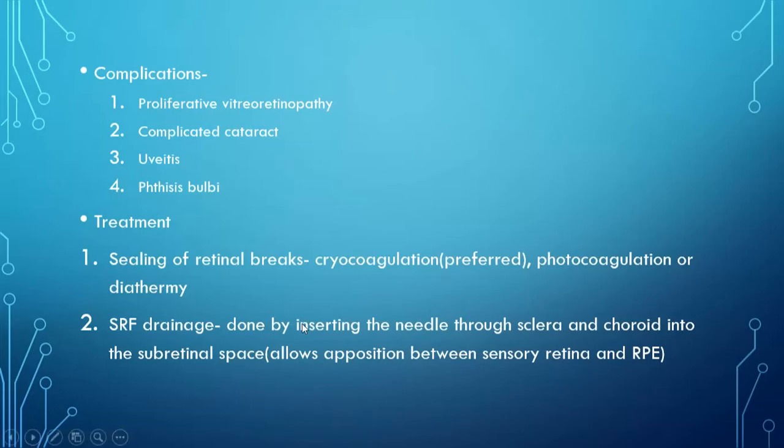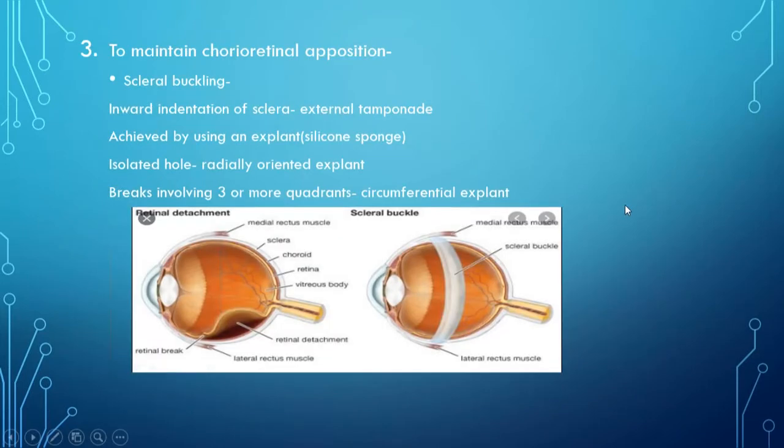So how do you do this? You insert the needle through the sclera and choroid into the subretinal space, which will allow the opposition between the sensory retina and the retinal pigment epithelium. Next is you need to maintain the chorioretinal opposition. Once you have created the opposition between both the layers, you need to maintain it for at least 5 to 7 days so as to cause the opposition to fix in place. So how do you do this? The most important method will be scleral buckling. Here you do the inward indentation of the sclera. So this is the outermost layer of the sclera. This is the retinal detachment picture that you are seeing here.